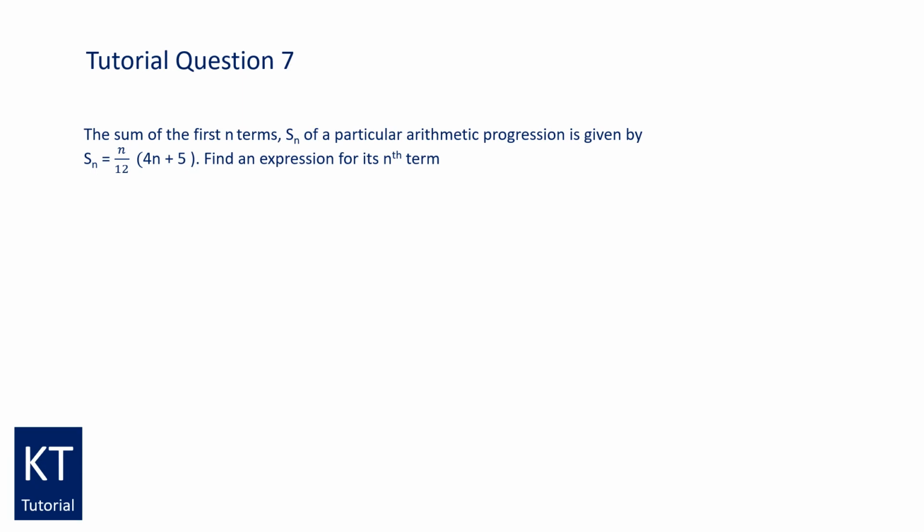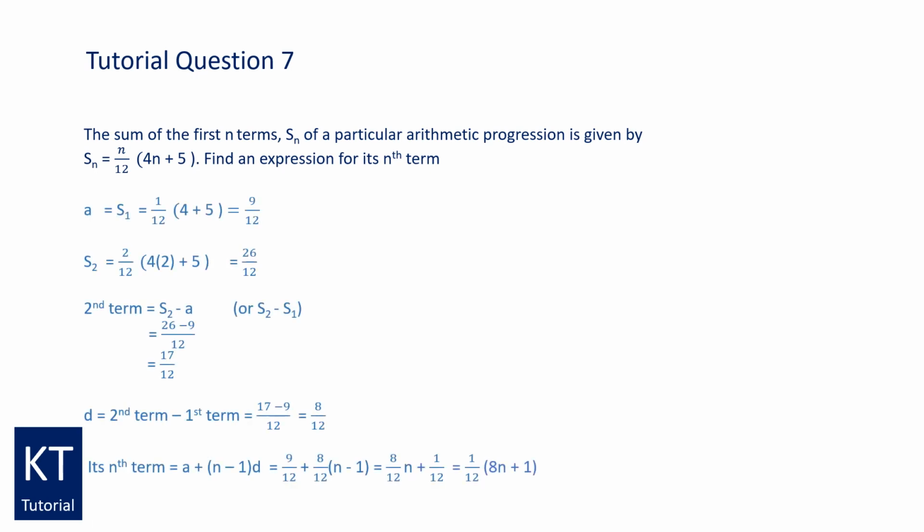Tutorial question 7. The sum of the first n terms Sn of a particular arithmetic progression is given by Sn being the product of n over 12 and 4n plus 5. Find an expression for its nth term.